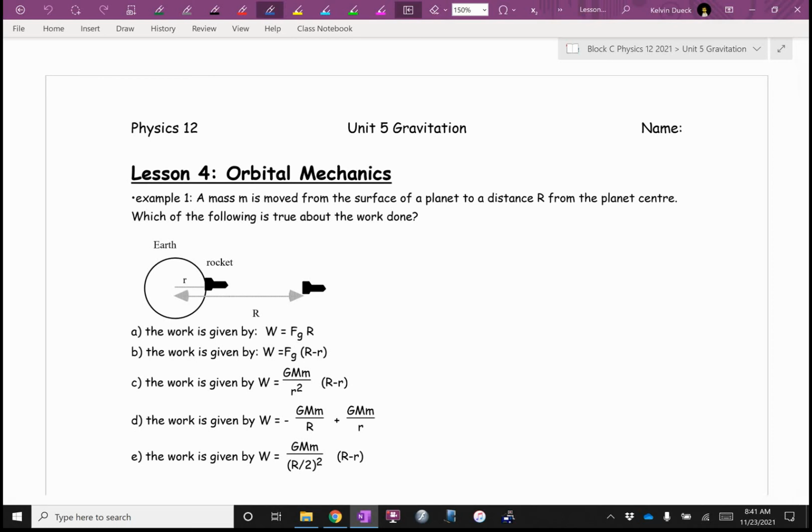Well, looking at my formula sheet, one of my options for work is this one, force times distance. I guess if I modify it for this specific situation, it would be the force of gravity. Why can't I use that here? Sorry? The force of gravity is changing, so we can cross out A. We can cross out B. I think B is trying to sneak in a change in R, R minus r.